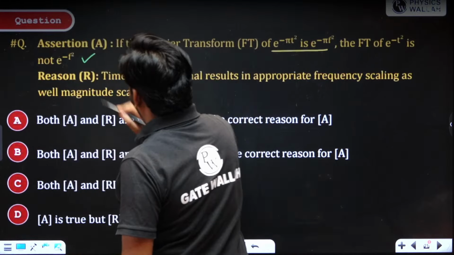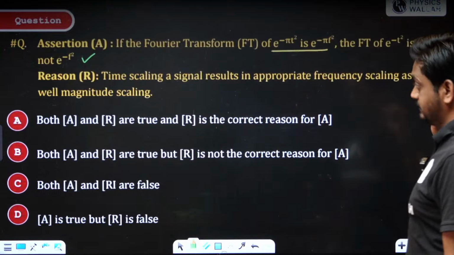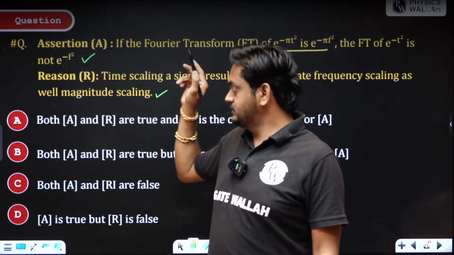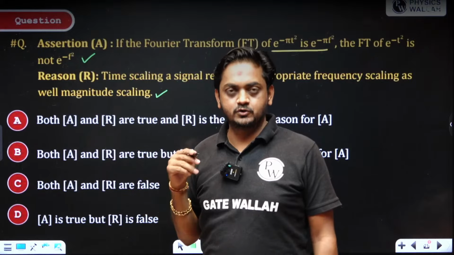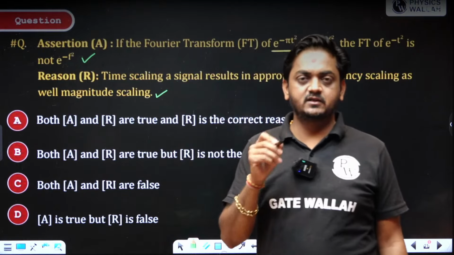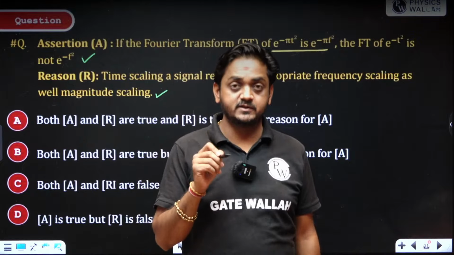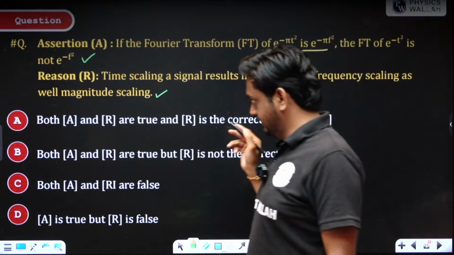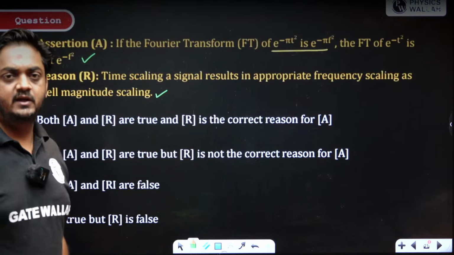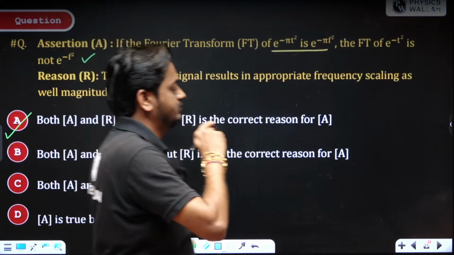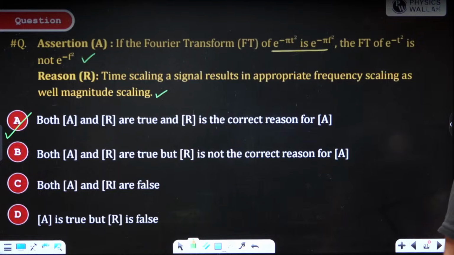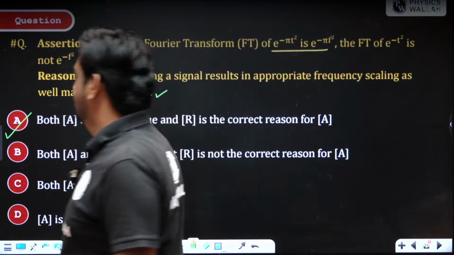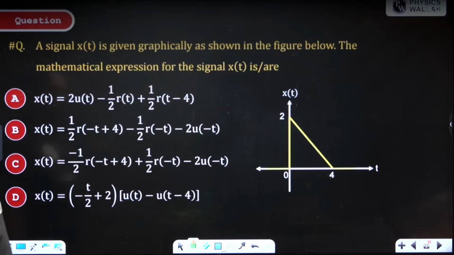First statement is correct. And the reason, time scaling a signal results in the appropriate frequency scaling as well as magnitude scaling. Yes, this is the actual reason. This is the correct explanation of the assertion. Because of time scaling, not just a change in the frequency, but a change in the magnitude also. So here both statements A and R are correct, and R is the correct explanation of A. So here option A is the correct answer. Option A, guys, not B. Option A is the correct answer for this question, guys.